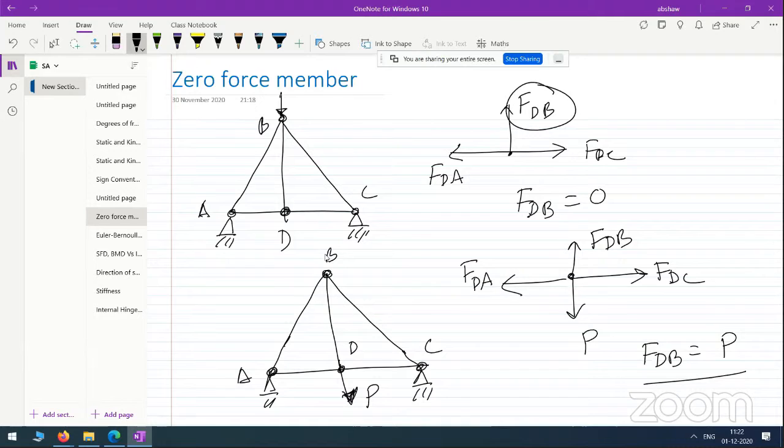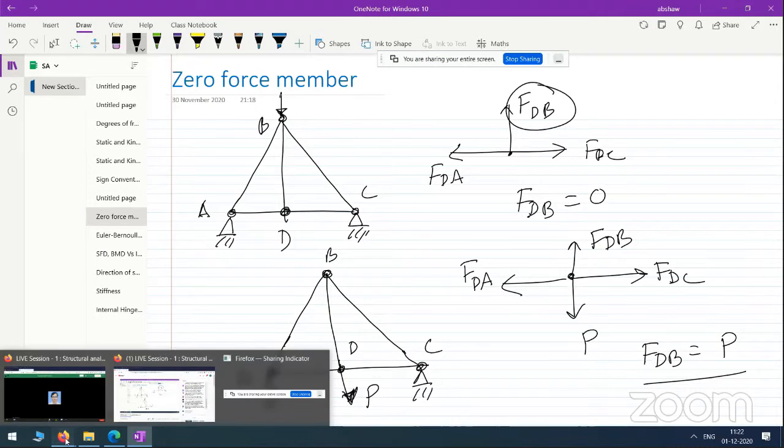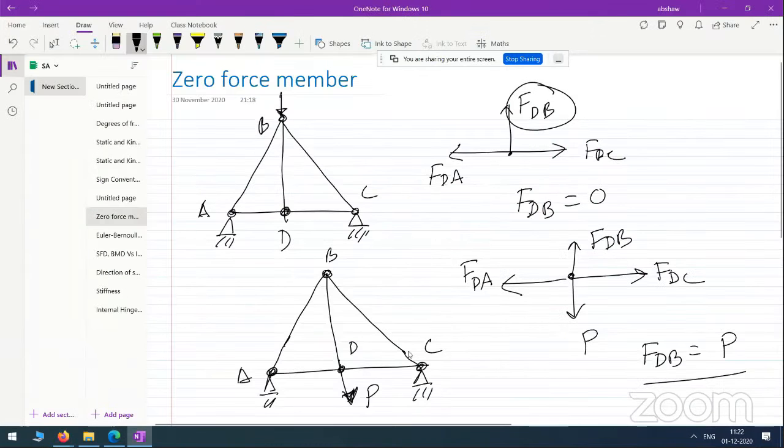So when we say zero force member, it all depends on the loading condition. It is not that for a truss with a particular load a member is zero force, which means the member of that truss is always a zero force member. It is not like that. When we speak of a zero force member, it is always in the context of the given load. Okay.